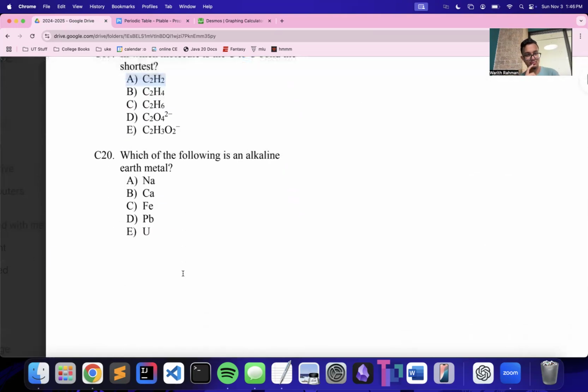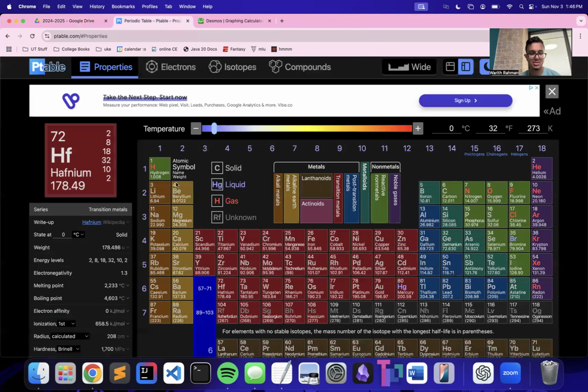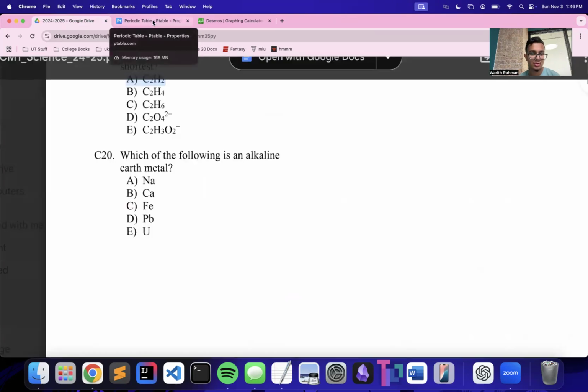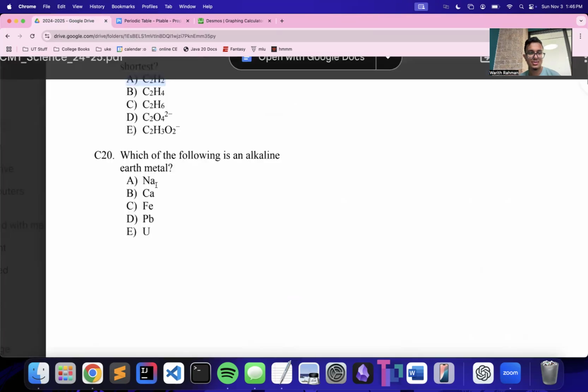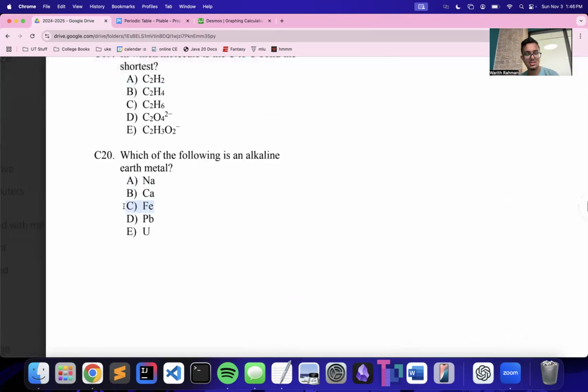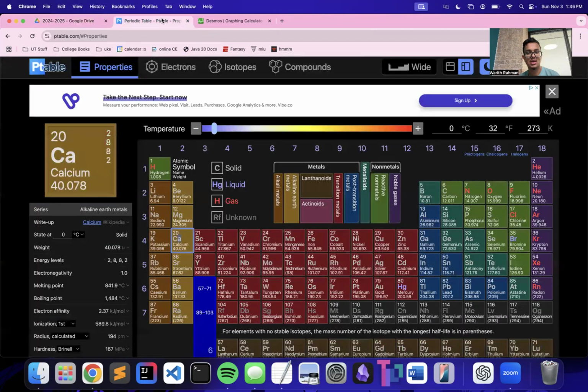Okay, so it's good. Then 20, don't ask me why this is question 20, but I'm so glad that this is the last one here, which was the alkaline earth metal. Alkaline earth metals are just this second column right here. So we go through the list and we see that our answer is just going to be calcium. Sodium is going to be an alkali metal. Iron is a transition metal. Lead is a transition, I think.